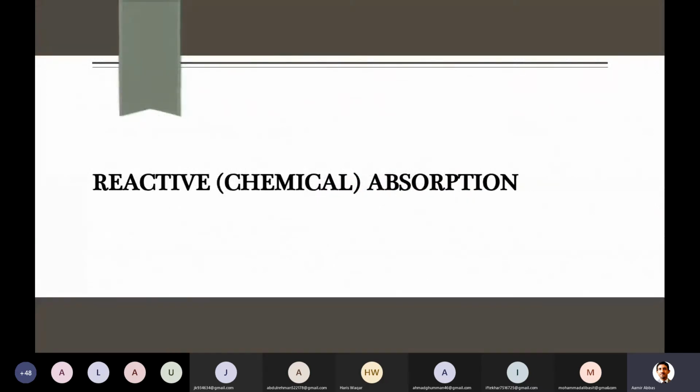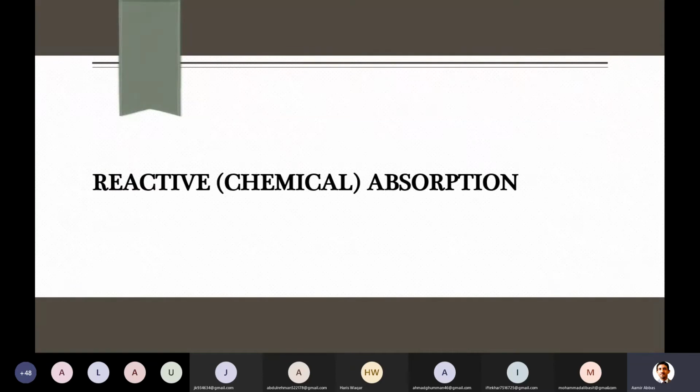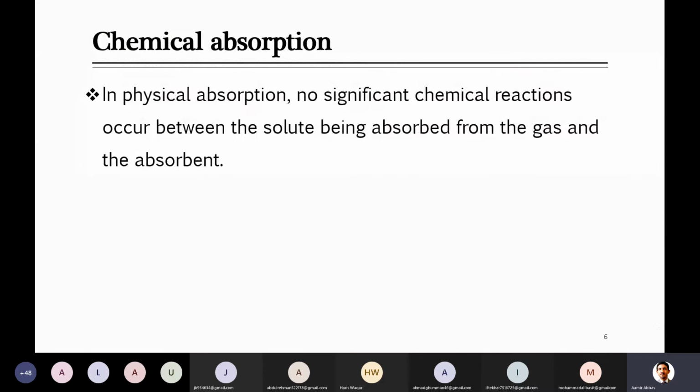Thank you up to here, and quickly I will go through this system. I will just tell you again, because this is not a major part of the syllabus, but if you have to deal with a chemical system, how to deal with it and where there is a change. So let me tell you, in physical absorption, as you already know, there is no significant chemical reaction.